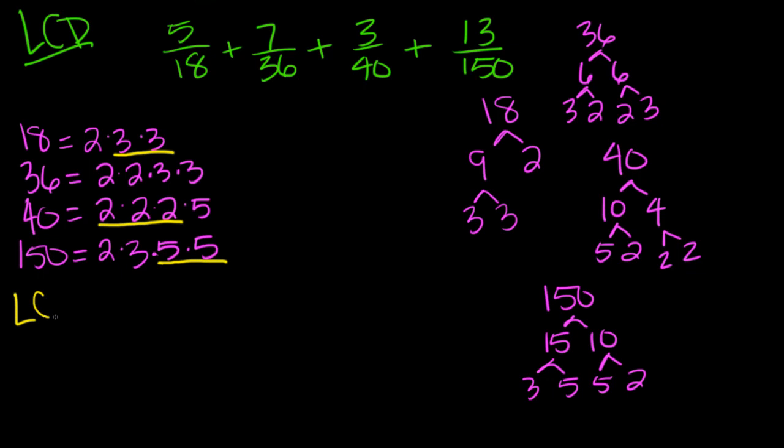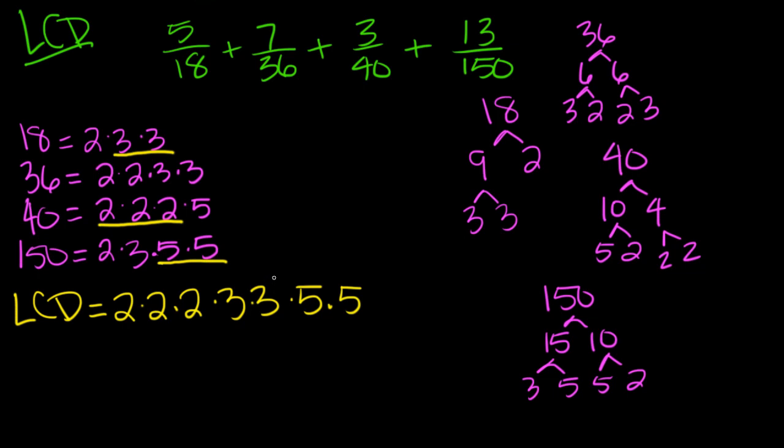So my LCD then becomes all of my underlined numbers. 2 times 2 times 2 times 3 times 3 times 5 times 5. And that turns out to be 1800. I'll leave it up to you to verify.